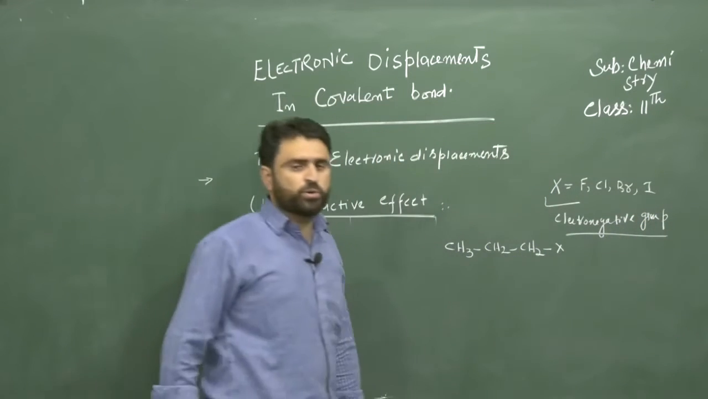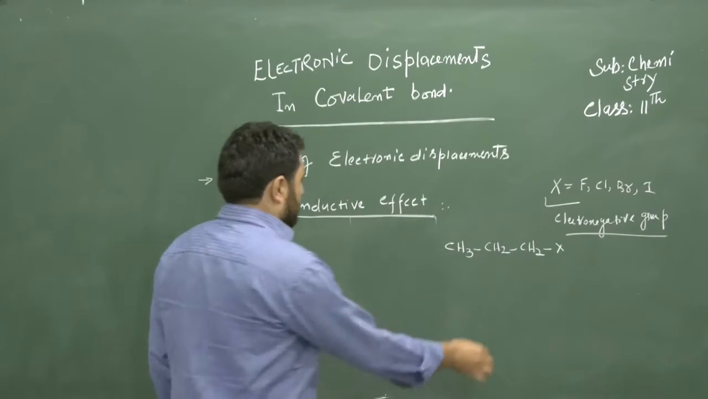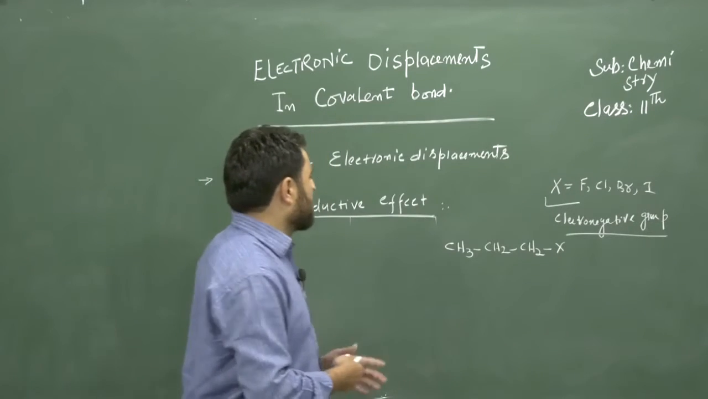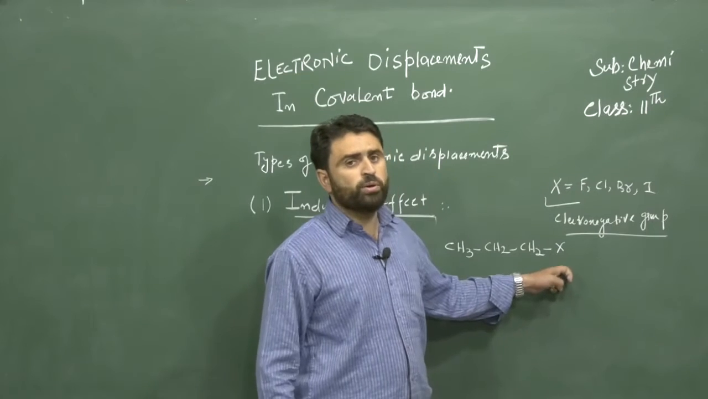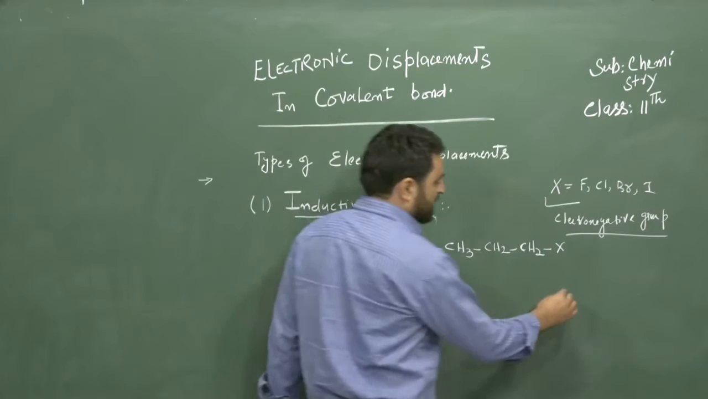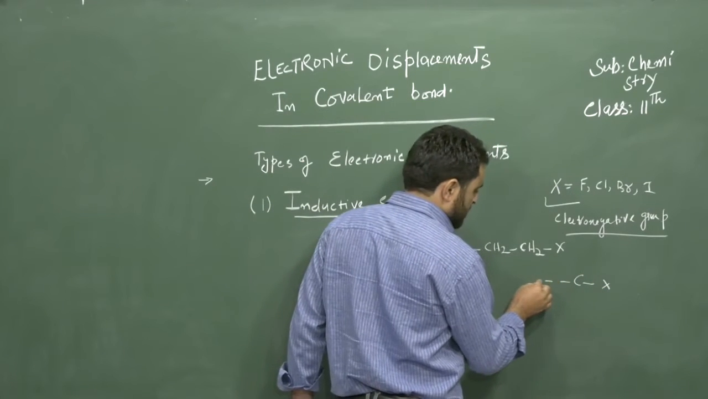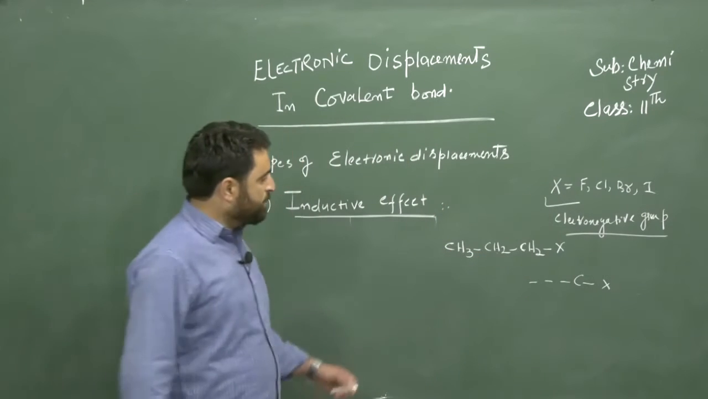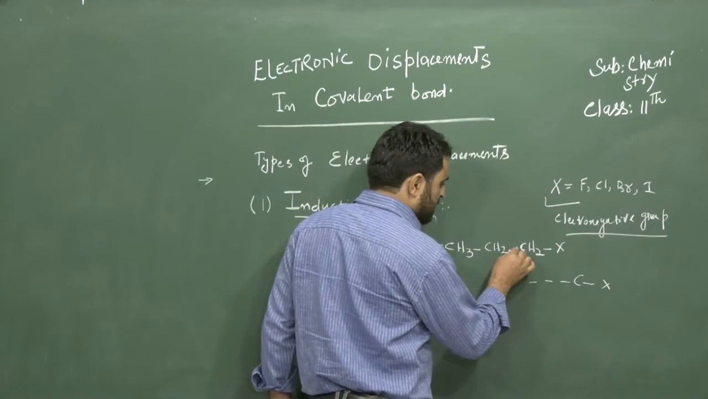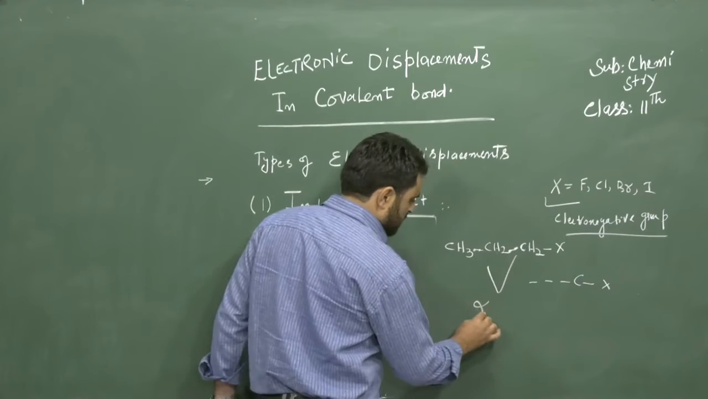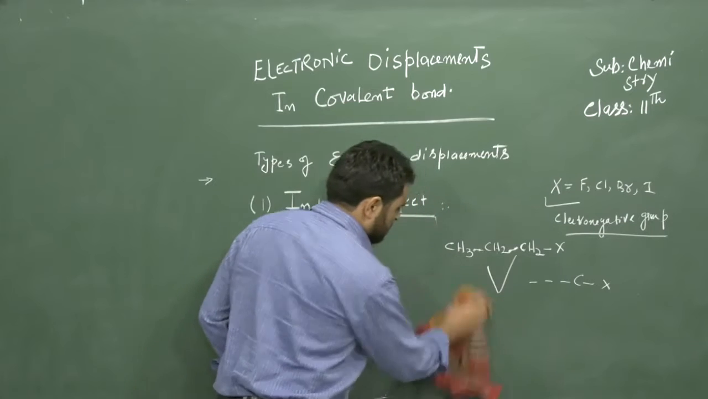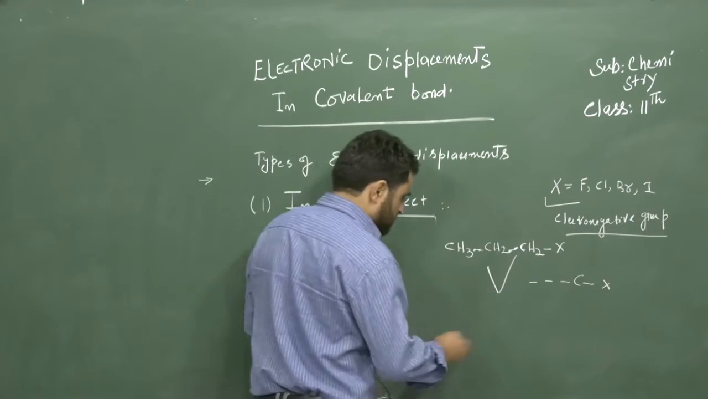When X is any electronegative group, it will withdraw electron towards itself. Why? Because the electronegative power of X is more than that of the carbon it is attached to. It is just an example like C-X, and then the groups are attached. Since X is more electronegative than carbon, these are sigma electrons.